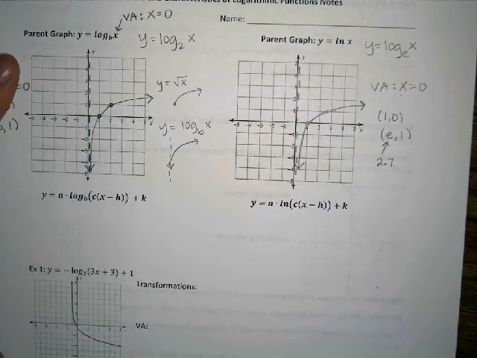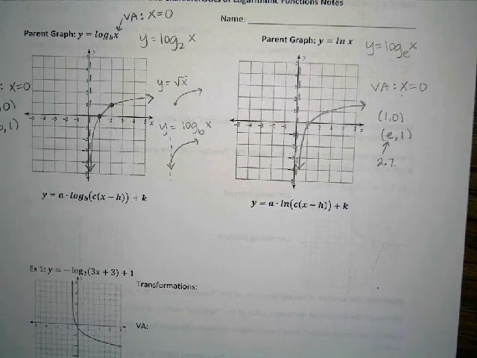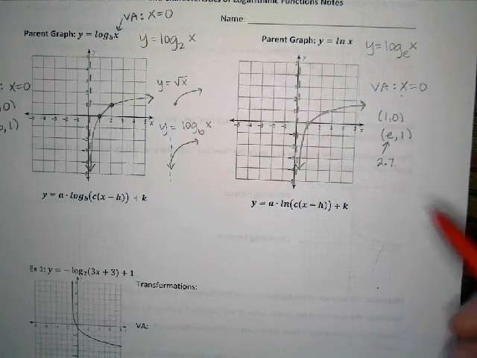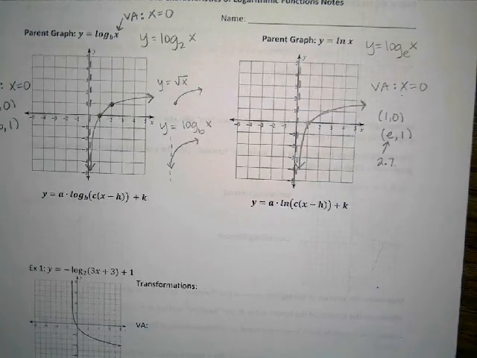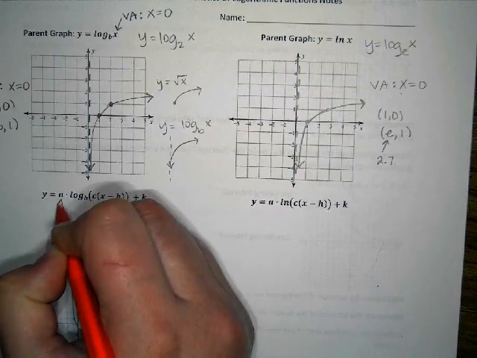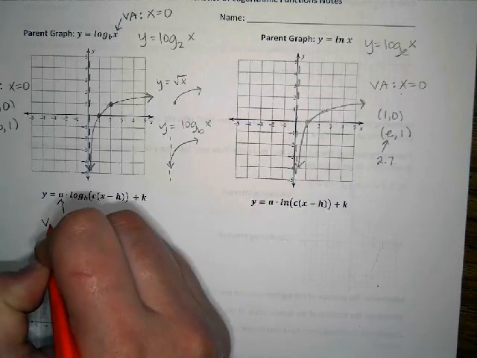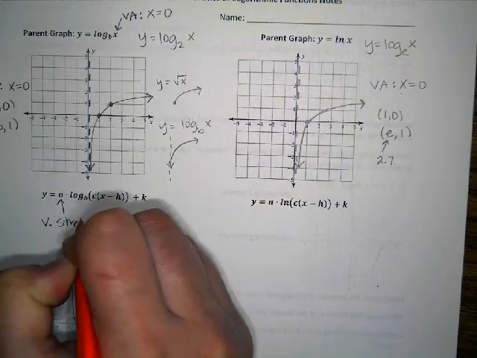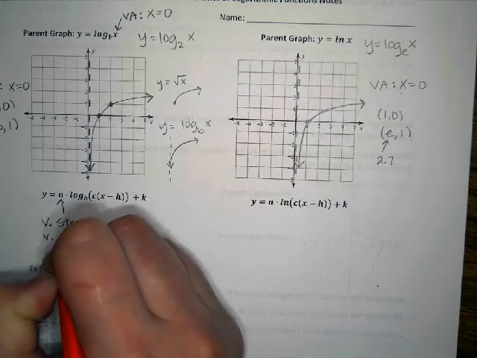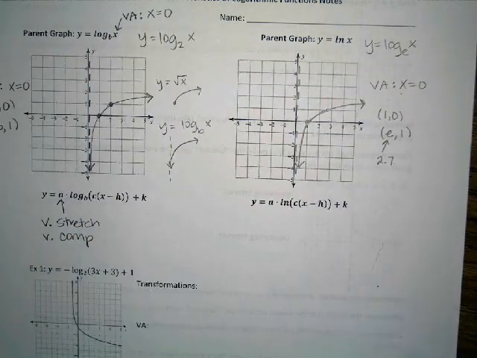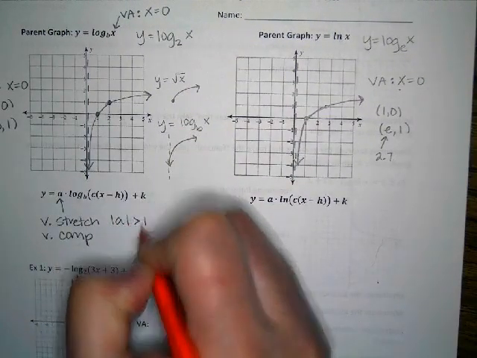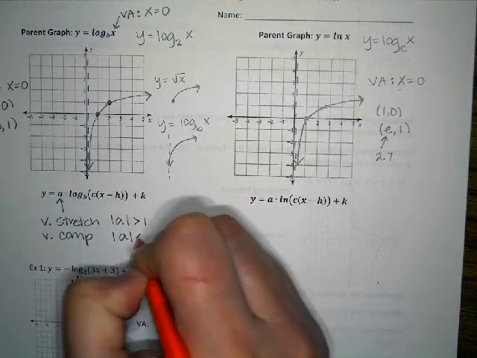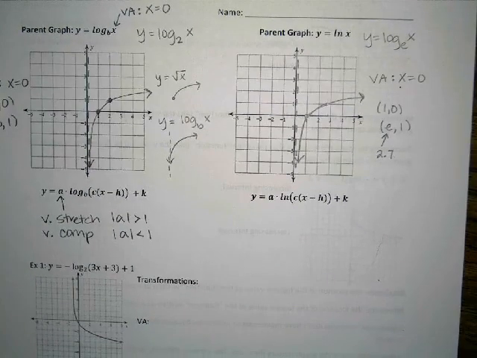So the transformations for these graphs are going to be the same that you guys saw in Math 3, the same that we have looked at in the couple graphs we've looked at this year. So the A value tells you if the graph has a vertical stretch or a vertical compression. So the graph is vertically stretched if the A value is greater than 1. It's vertically compressed if the A value is less than 1. It doesn't matter what sign it is. Doesn't matter if it's positive or negative. Just if it's greater than 1 or less than 1.